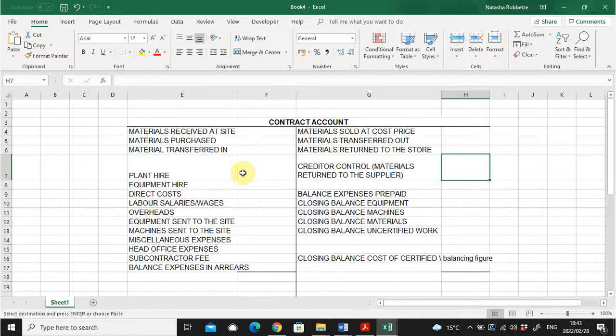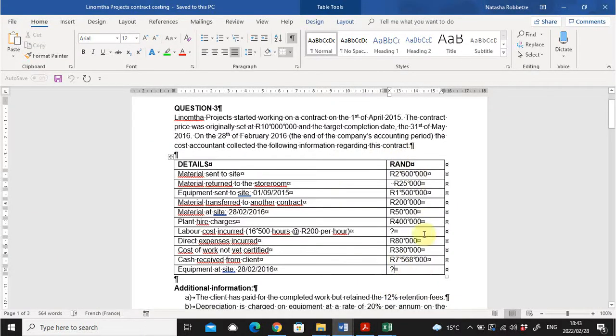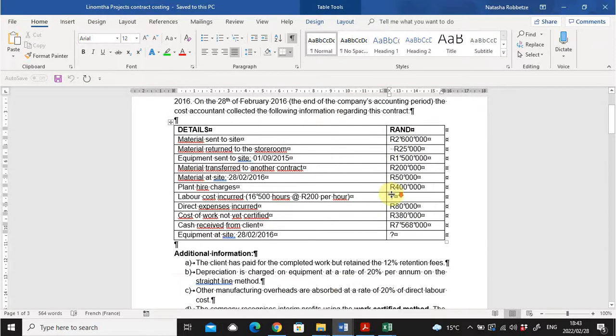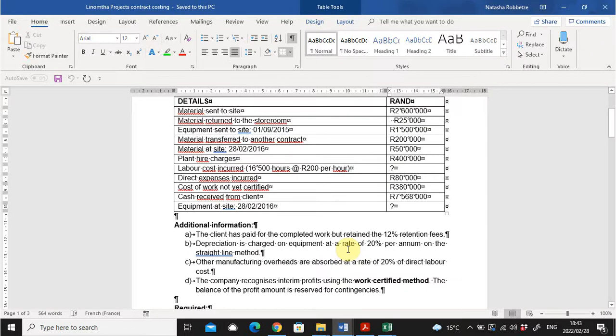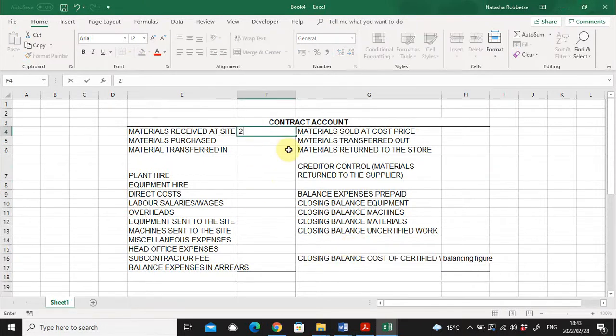So let's see. If I look at my tables, I'm going to start here and fill in, basically like a puzzle, the necessary information where it should go, and then we will mind the additional information. Starting with the material sent to the site, it was 2.6 million. Then we have materials returned to the storeroom. It was 25,000.